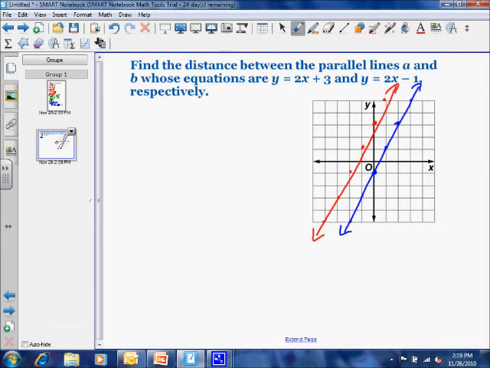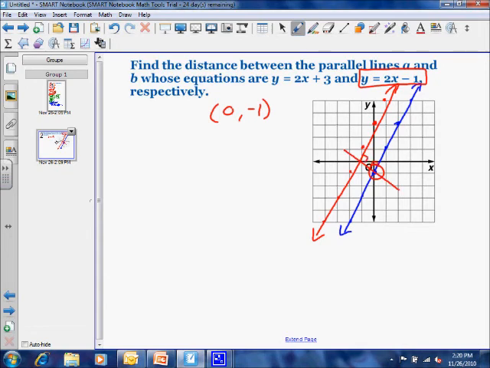The difference between this problem and the last one is that I need to pick a point to start with on one of the lines to find the distance of. I'm going to pick the second equation, and I'm going to pick the intercept of that second equation. So the y-intercept is negative 1. So the ordered pair that I'm going to use is 0, negative 1. I chose that from the second equation. And now I need to formulate a line that goes through that point that is perpendicular to both of these lines.